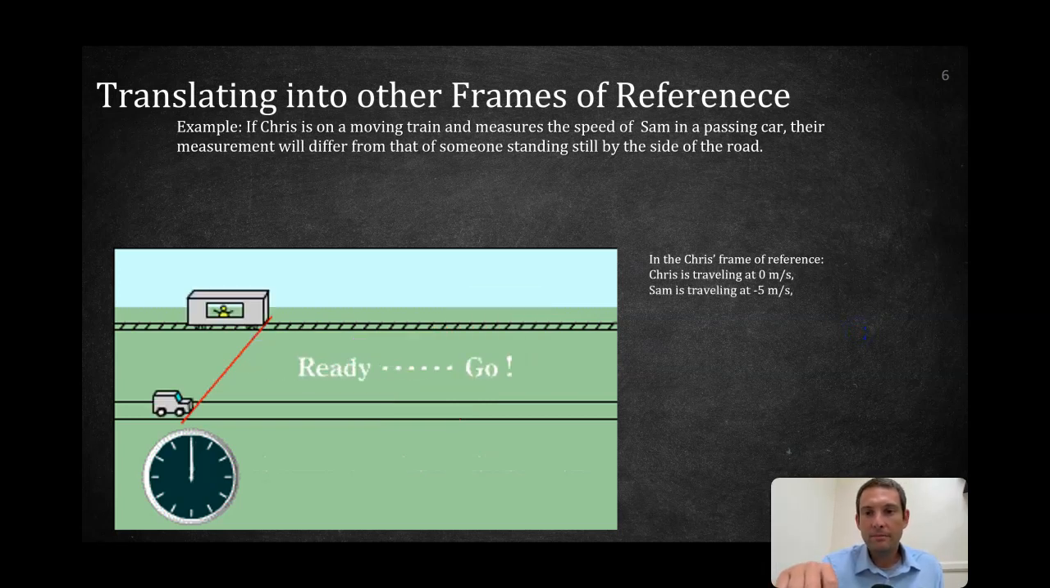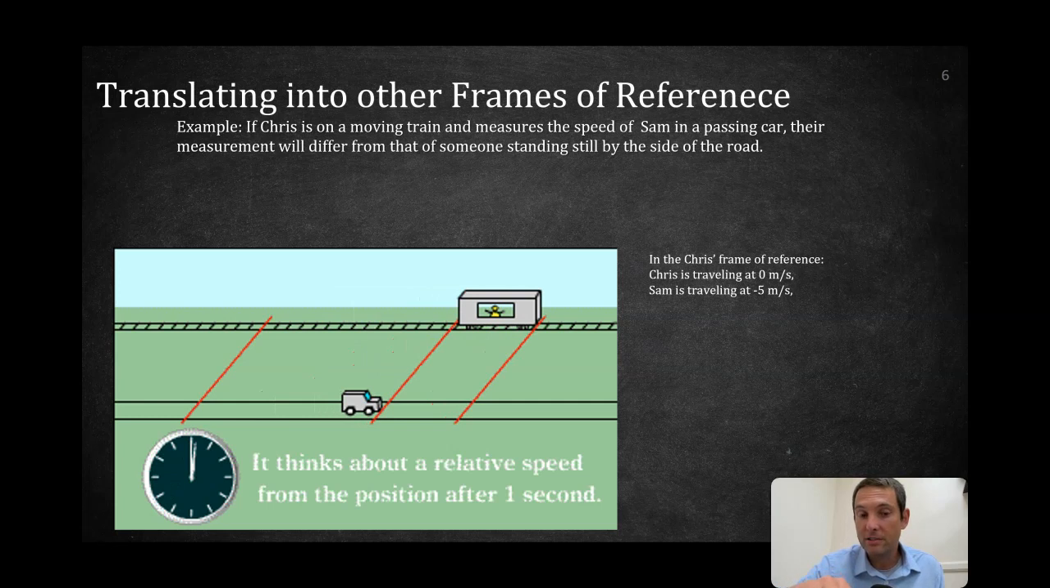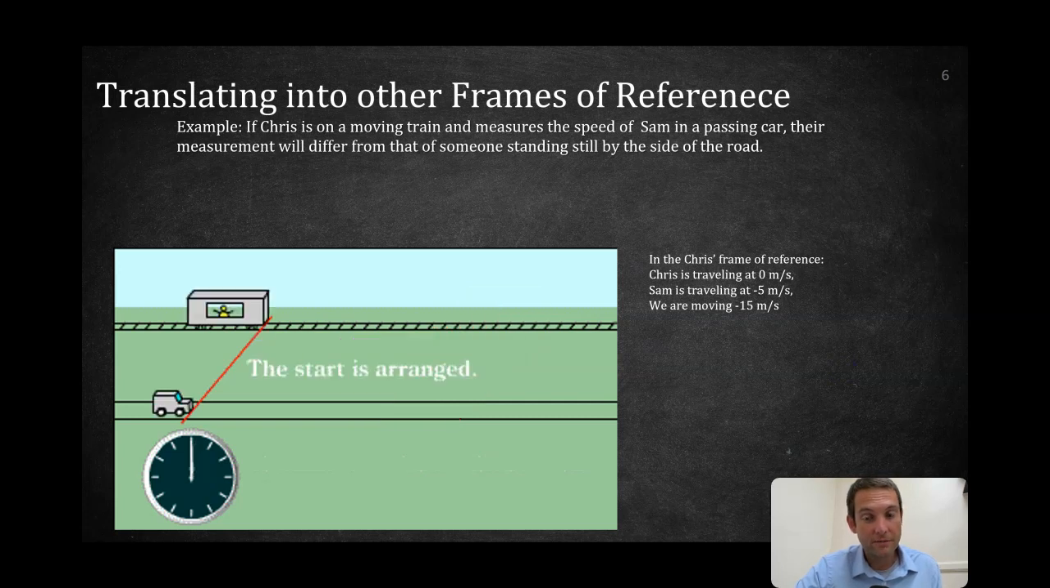Meanwhile, Sam is traveling at -5 meters per second. They're both going in the same direction, but because Chris is traveling faster in the train, Sam in the car appears to be moving backwards. Same with us. We are moving backwards relative to Chris, -15 meters per second.